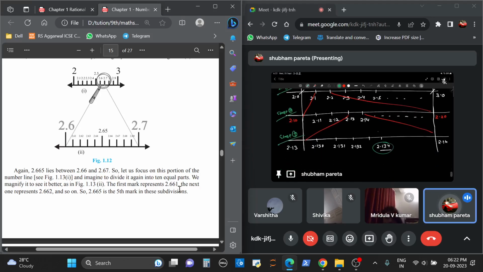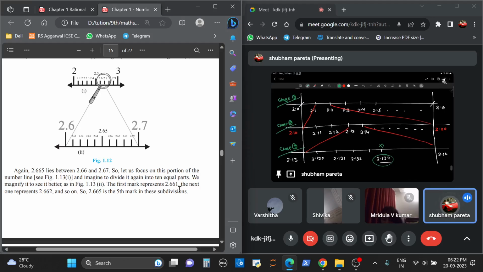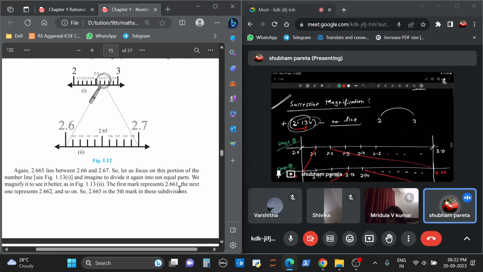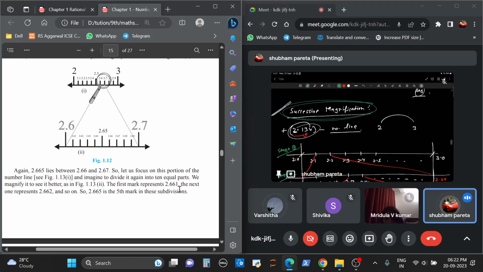So basically we are landing up to 2.134 over here. Are you getting my point, what I'm saying? So this is known as a successive magnification. This type of question will come in your examination, and they will generally give you the number up to 3 decimal places. So up to 3 decimal places you have to act and react over here. Okay?